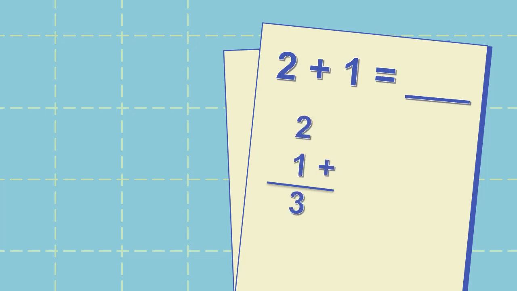We can also perform a column addition. 2 plus 1 is equal to, for example, 2 on top plus 1 equals 3. 2 is the addend and 1 is the addend. 3 is the sum.